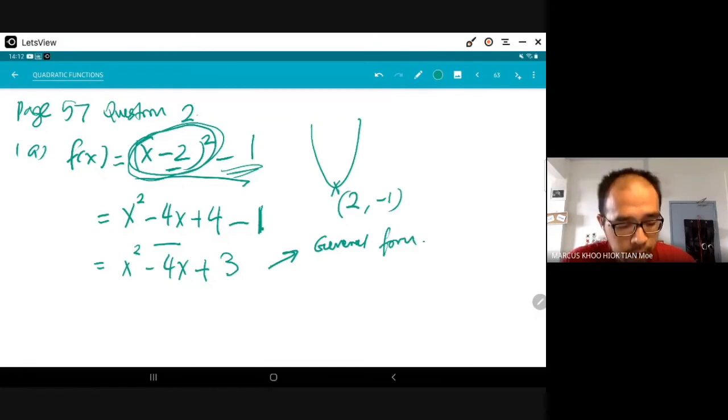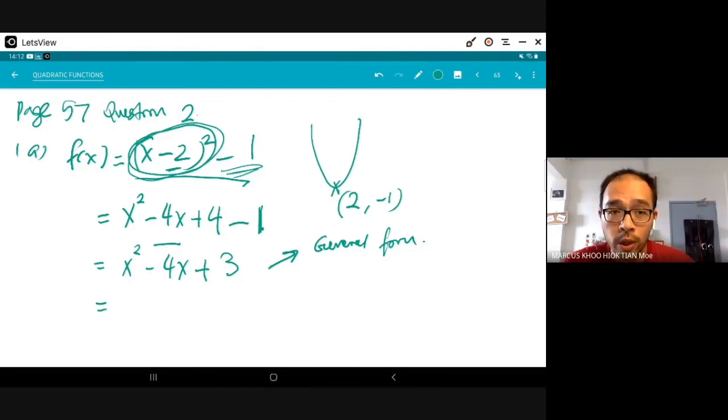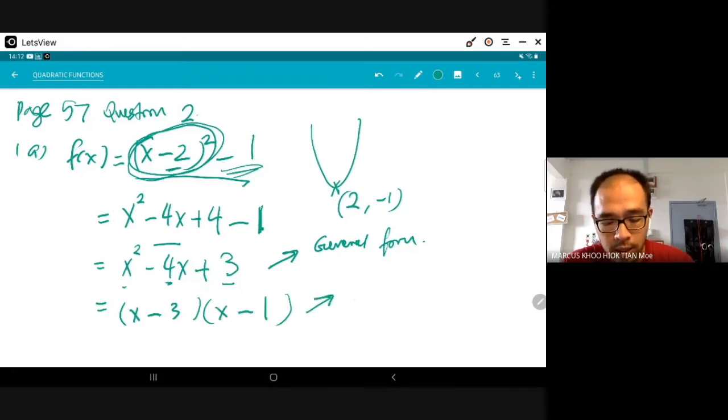Then, how do you change general form to intercept form? Intercept form is factorize. So when you want to do factorizing of this, you have to prepare 2 brackets lah, this is normal. Prepare 2 brackets and you will get (x minus 3)(x minus 1), and this will be intercept form.